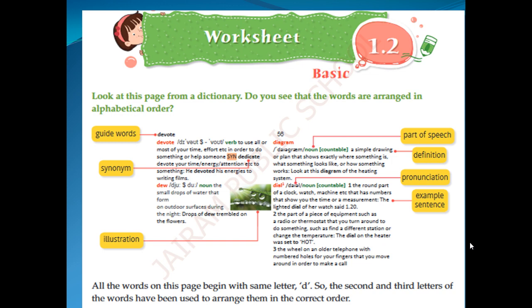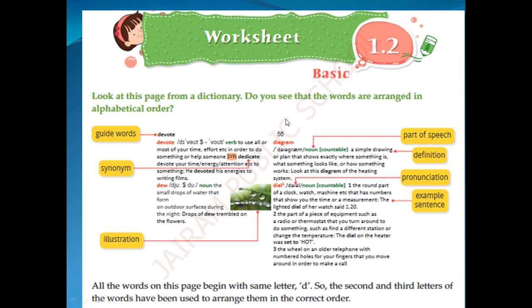In this worksheet, you are going to learn how words are arranged in a dictionary and in what way you are going to search for a word in dictionaries. I hope this worksheet will help you to refer to a dictionary.